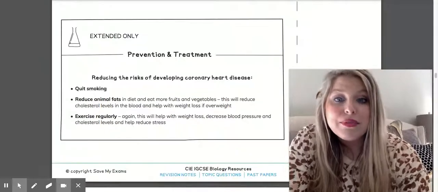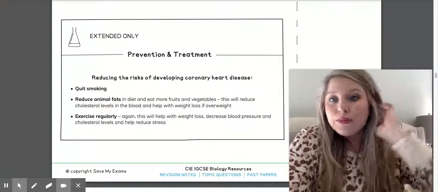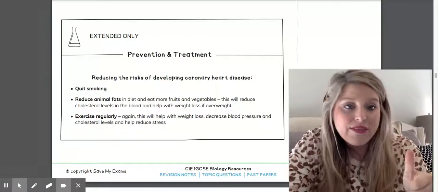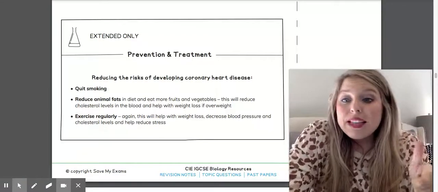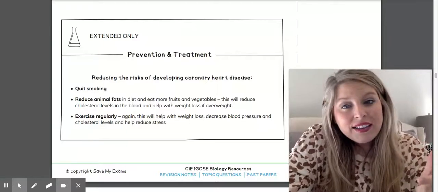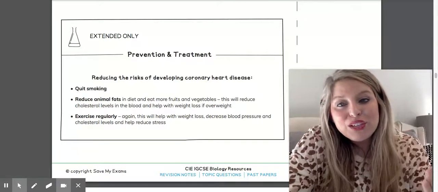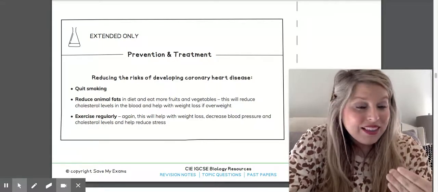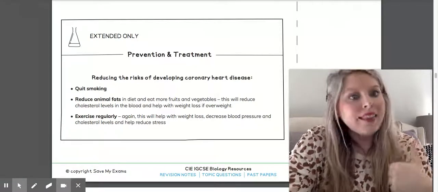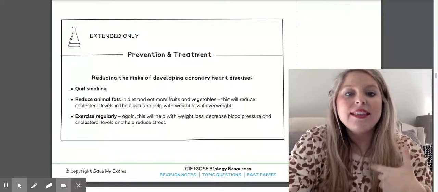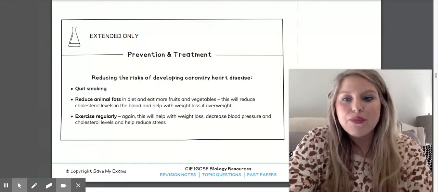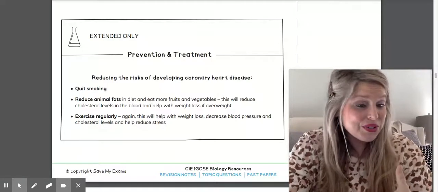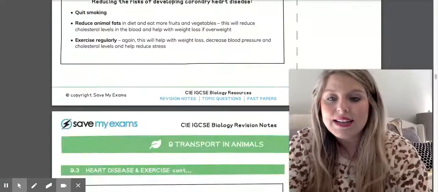Okay, now let's look at prevention and treatment. Ways that you can prevent and treat coronary heart disease. One would be stop smoking, get out of the bathroom with the vapes. Ultimately, reduce animal fats in your diet. So eat more fruits and vegetables. That will reduce cholesterol levels and ultimately help with weight loss if you're overweight. And then exercising regularly. This is going to help decrease your blood pressure, help with weight loss management, improve cholesterol levels, and reduce your stress. So we all need to be exercising.